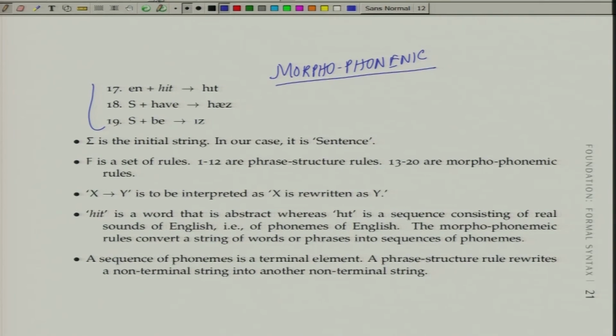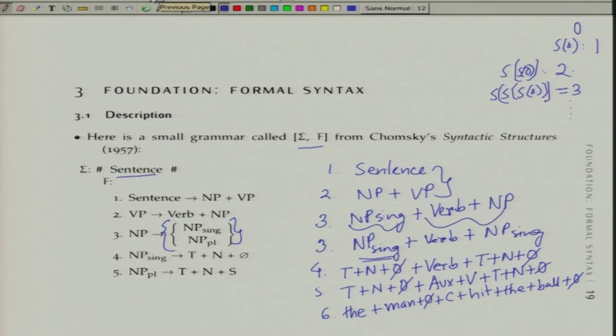So at an abstract level, I get a sequence like this: the, man, nothing, plus C, plus hit, plus the, ball, plus nothing. But this is an abstract sentence which has to be realized. So the realization rules are called the morphophonemic rules. They combine man and nothing and make something like man.